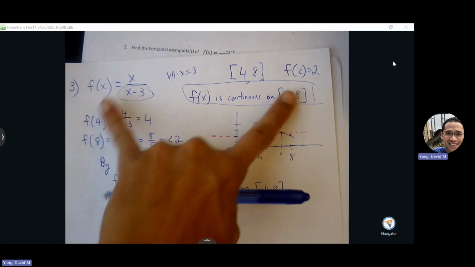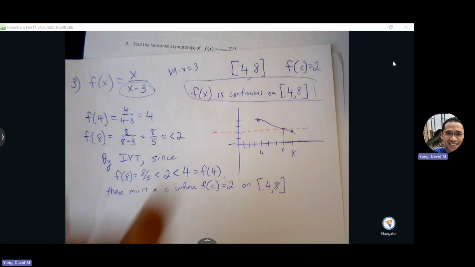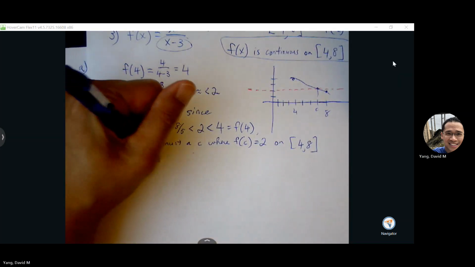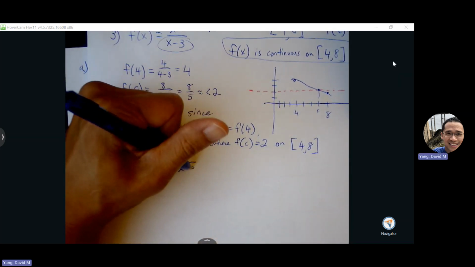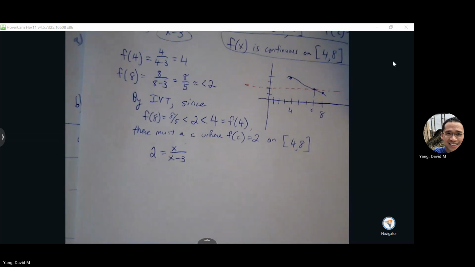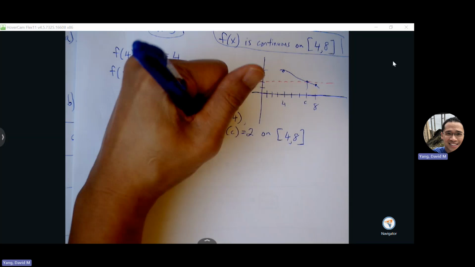Okay. So 2 in for y, right? And then we can solve for x. Cross multiply, and we can solve for x.